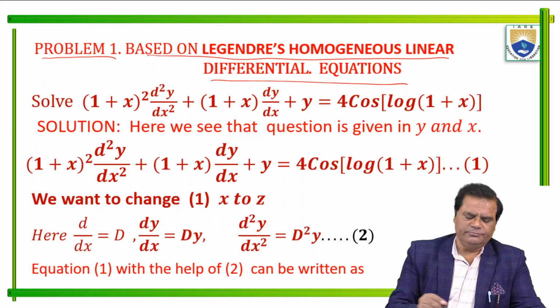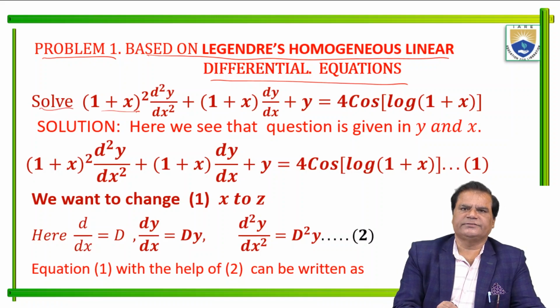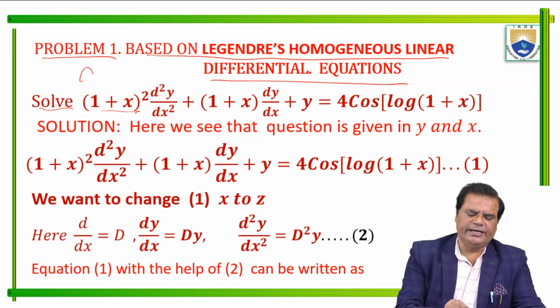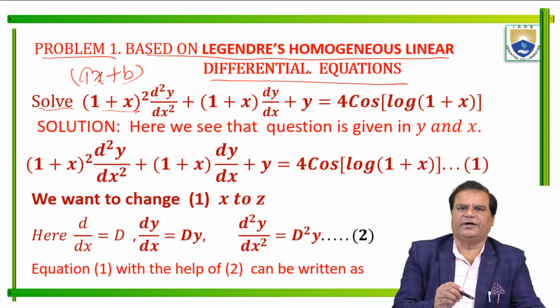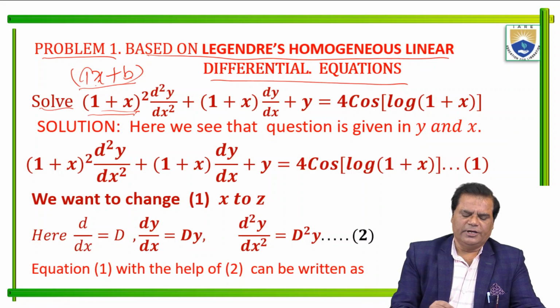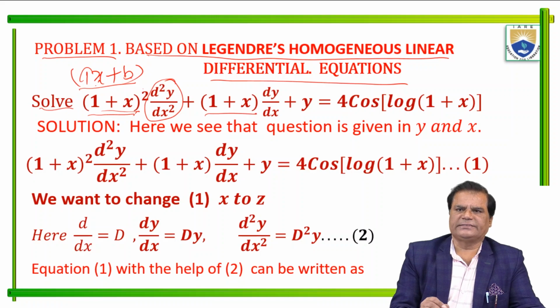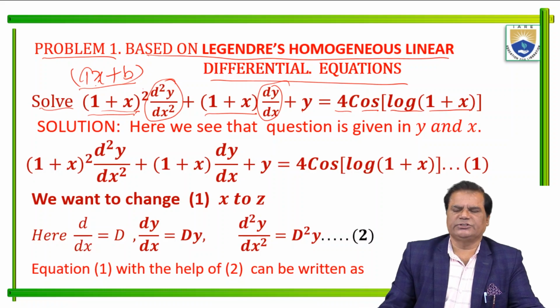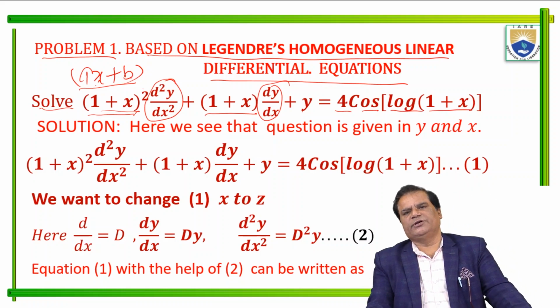So what is the problem? Solve 1 plus x. This is a linear equation, 1 plus x. This is ax plus b here. A is 1, b is 1. A and b both constants are 1. So we write here (1 plus x) whole square d2y by dx2 plus (1 plus x) dy by dx plus y equal to 4 cos log (1 plus x). This is the given question in our question paper.